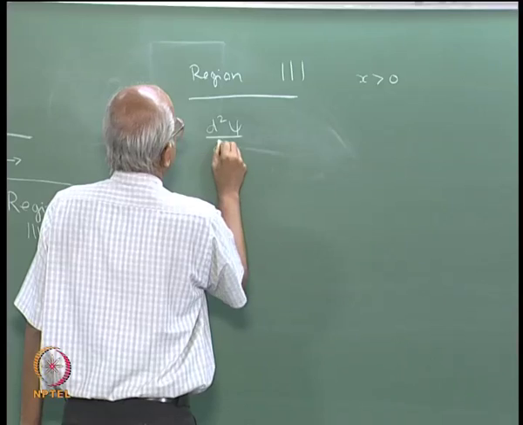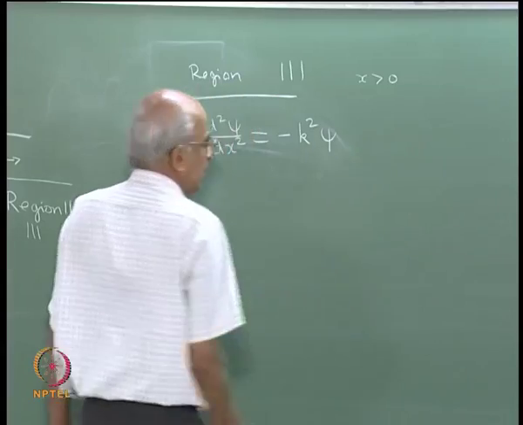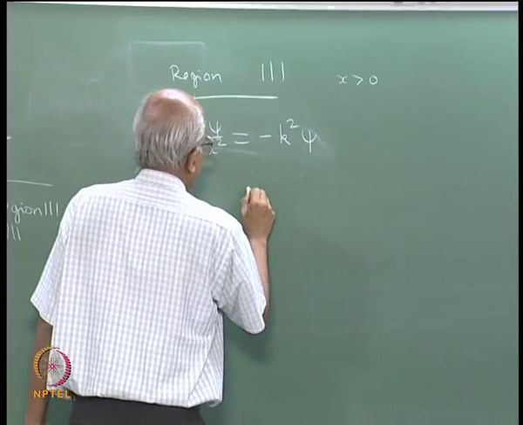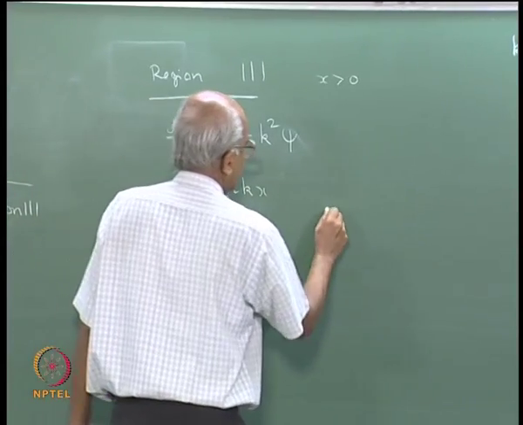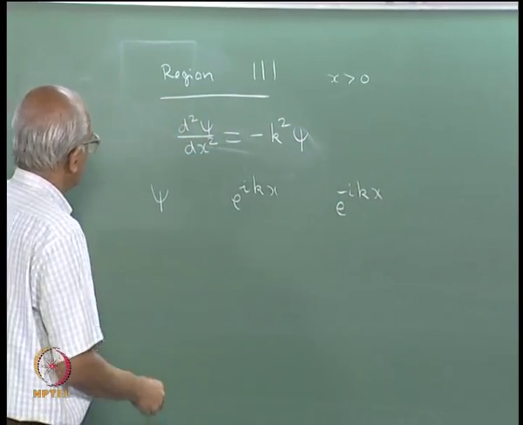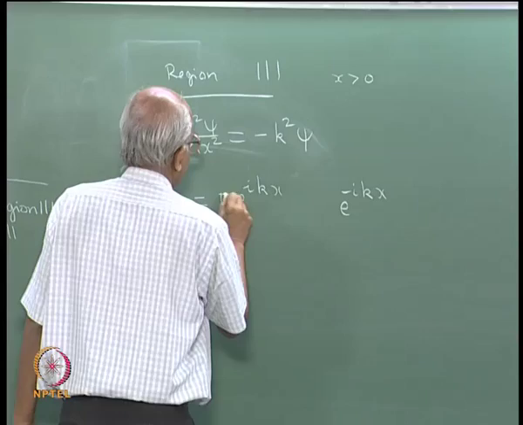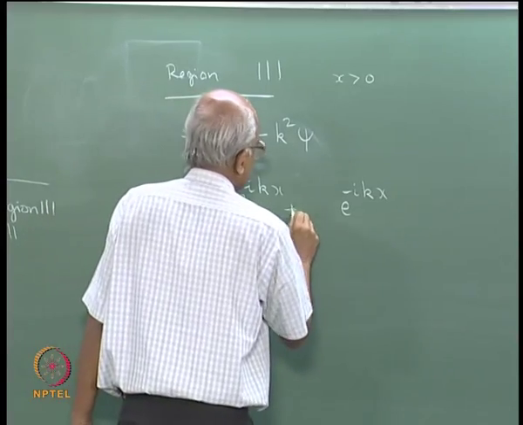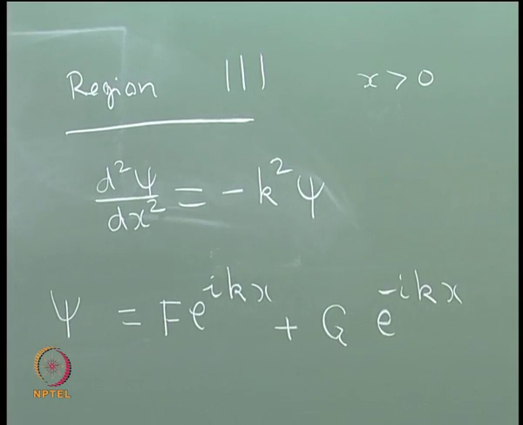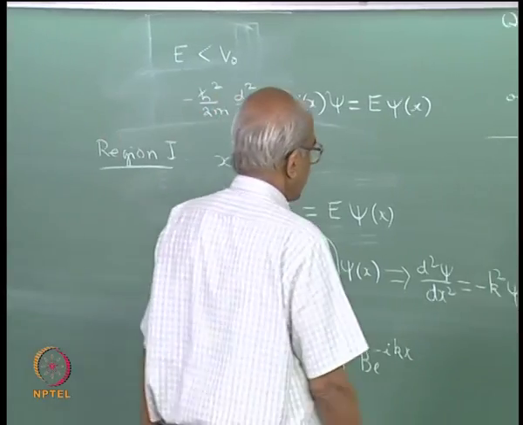The differential equation would read d square psi by dx square is equal to minus k square psi, and what is the solution? The solution is again of the form e to the power of ikx or e to the power of minus ikx, or in fact a general linear combination of these two, which I may write as psi is equal to maybe some F into e to the power of ikx plus some G into e to the power of minus ikx. So this is the general solution in that region. Now let us think of region 2.